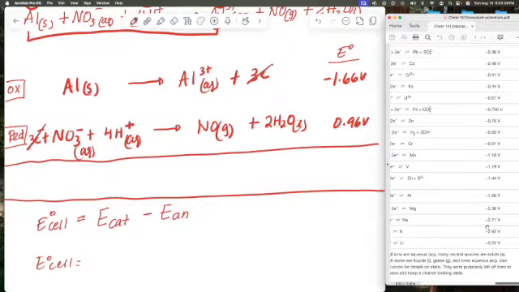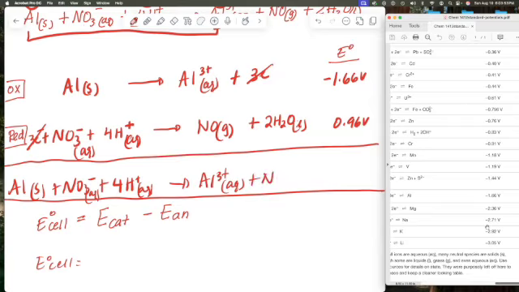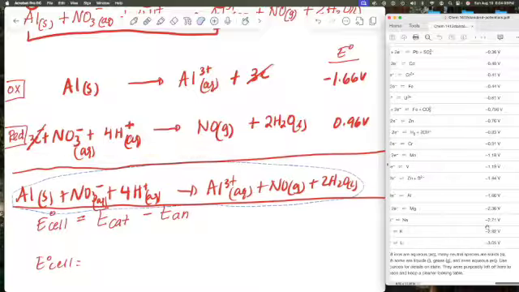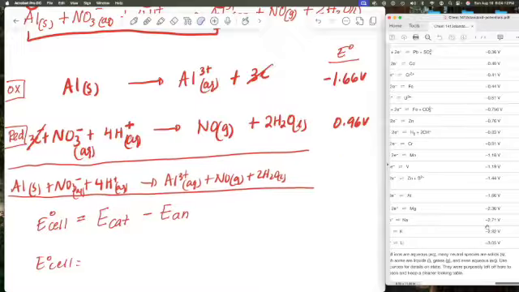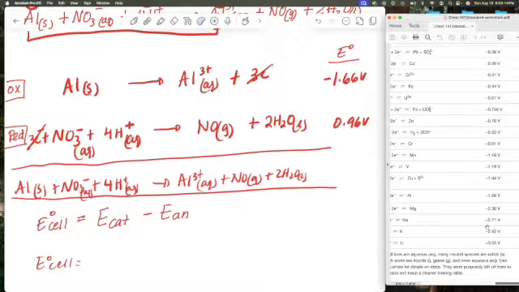This and this cancels out. We don't need the numbers anymore. So we get Al solid plus NO3 negative plus 4H plus aqueous, to give us Al3 plus aqueous plus NO gas plus 2H2O liquid. Okay. Ooh, let me see that. Can I decrease the size of this a little bit? Okay, let's go back to this.